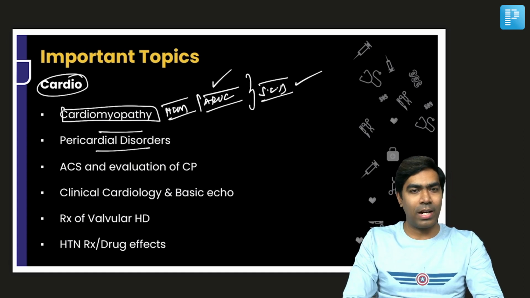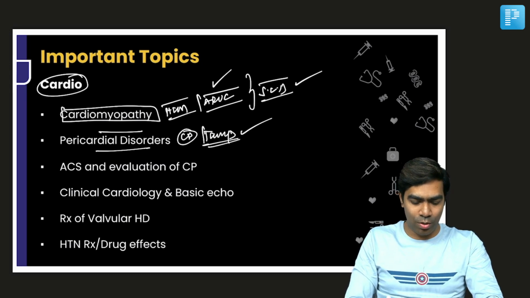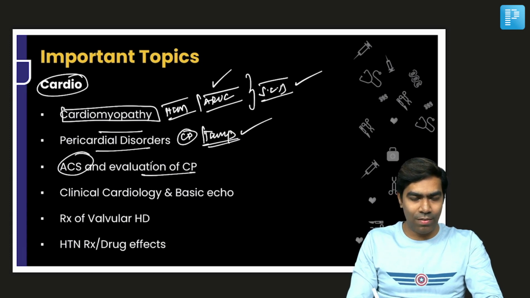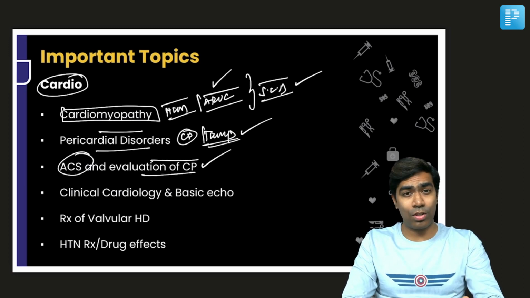When it comes to pericardial disorders, the constrictive pericarditis part and the cardiac tamponade part is extremely important. When it comes to acute coronary syndrome, the recent trends in the management of ACS are very important. And the evaluation of chest pain in a non-emergent setting is also very important, especially when it comes to radionuclide scans and the importance of cardiac CT angiography.